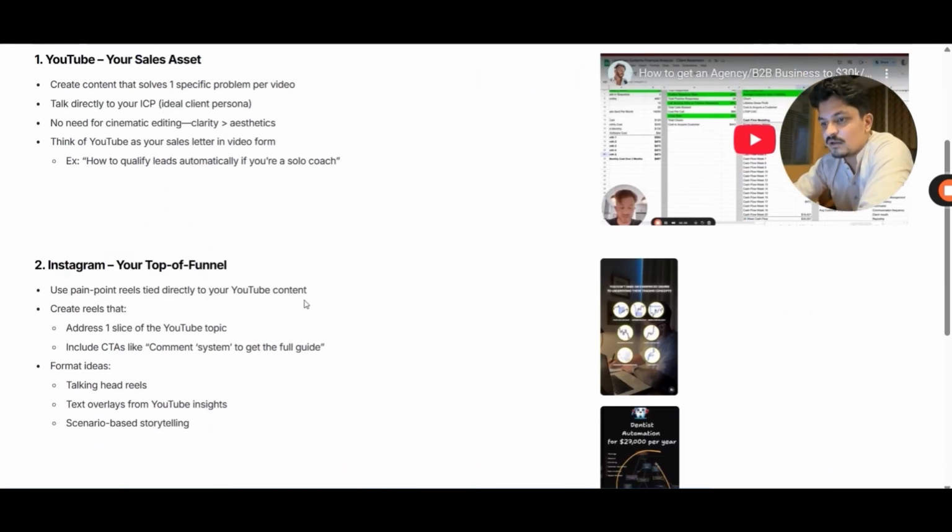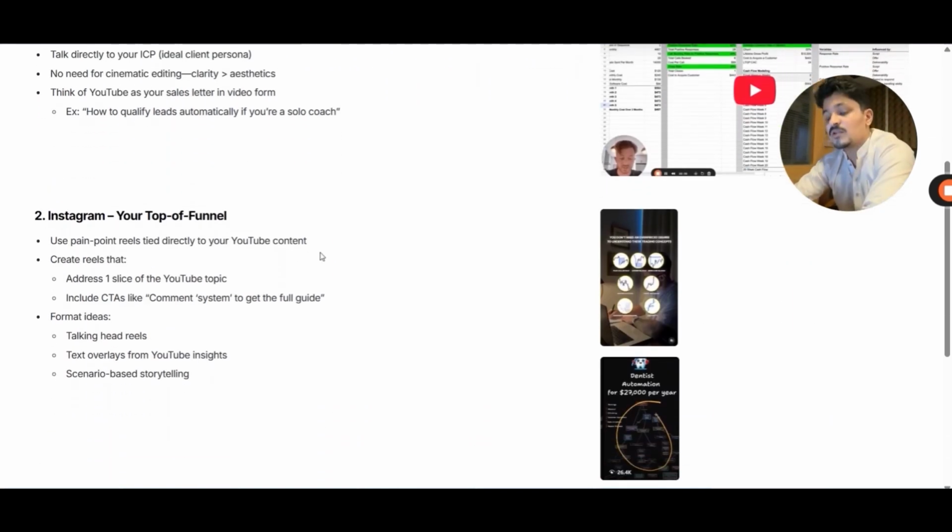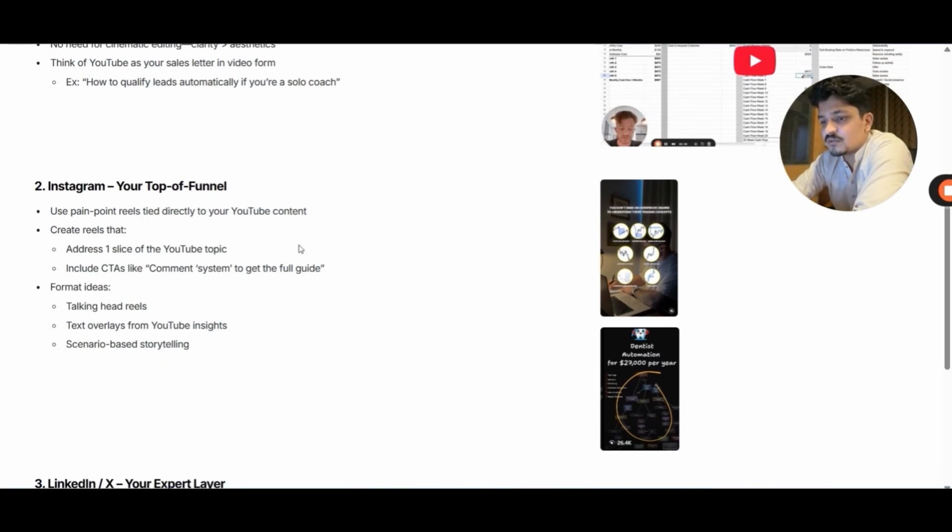As for the second one, we got the second platform. It's Instagram, the top of the funnel. Now this is very interesting. Again, our goal in the broader content with Instagram was to get as many eyeballs as we can, right? This was the goal. But on Instagram, it's more about the kind of audience, the kind of ICP actually that you want to talk to, right? And what you're going to basically do, you're going to create reels which are going to funnel your viewers from Instagram to your YouTube.